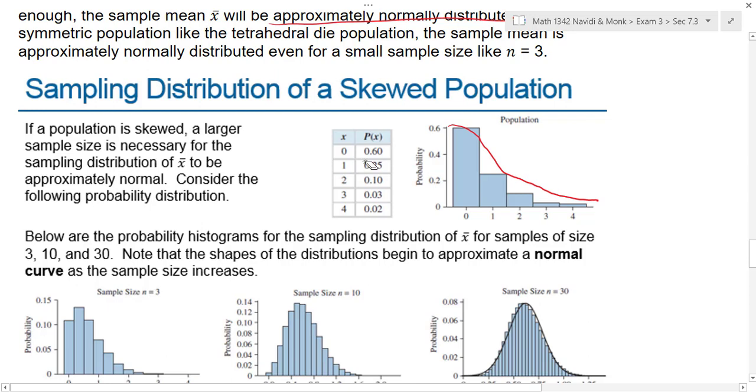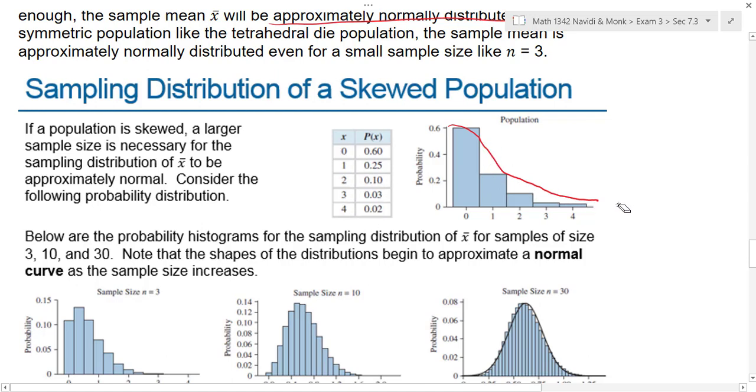It's skewed right. Let's say that I have a population where the probability of getting a 0 is 60%, so this is a higher bar. The probability of getting a 1 is a quarter, so that's going to be about right there. And as x gets larger, the probability gets smaller.